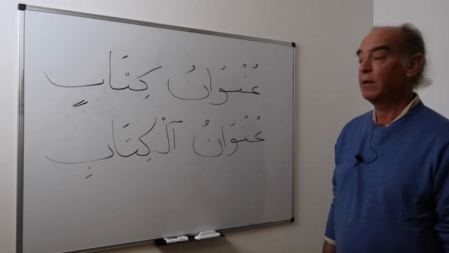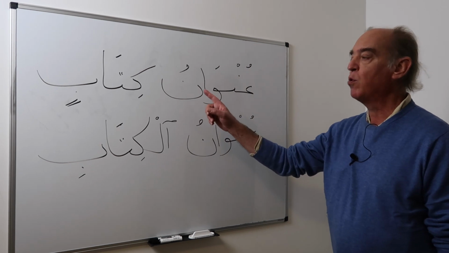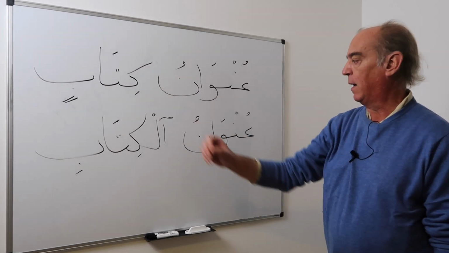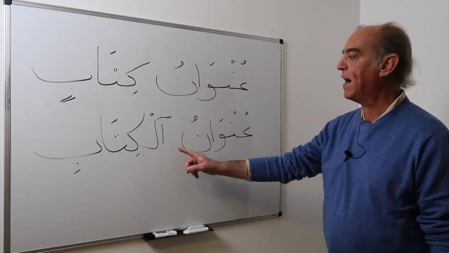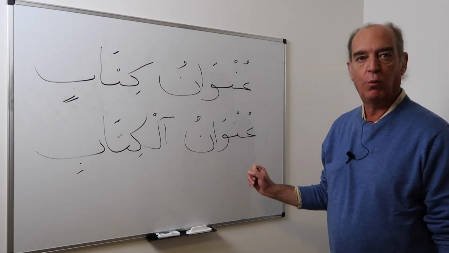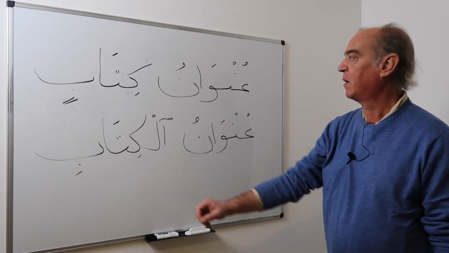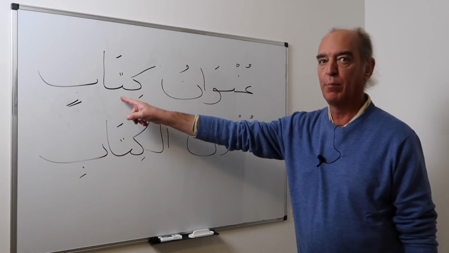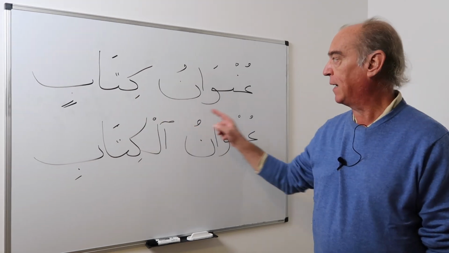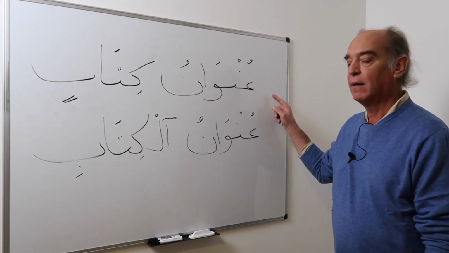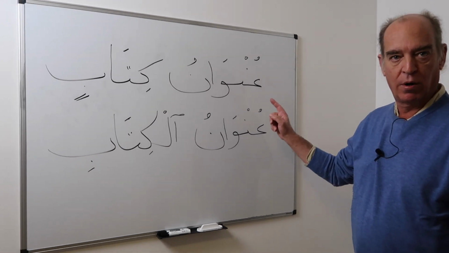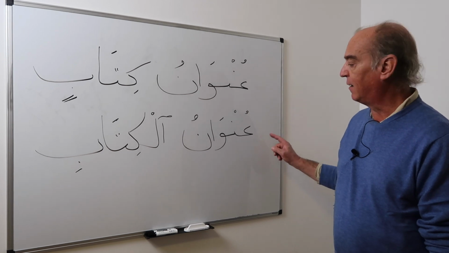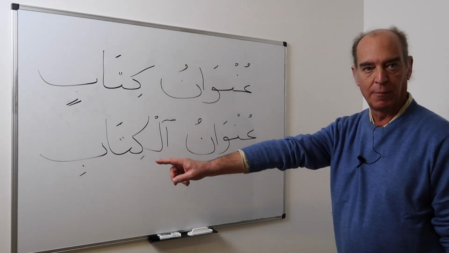I read the first, which is عنوان كتاب. And the second is عنوان الكتاب. This word is title and the second word is book. In the first case, you say a title of a book. In the second, you have to translate the title of the book.